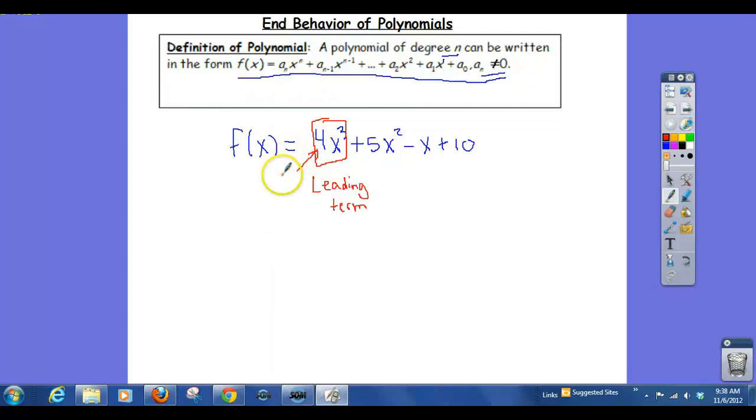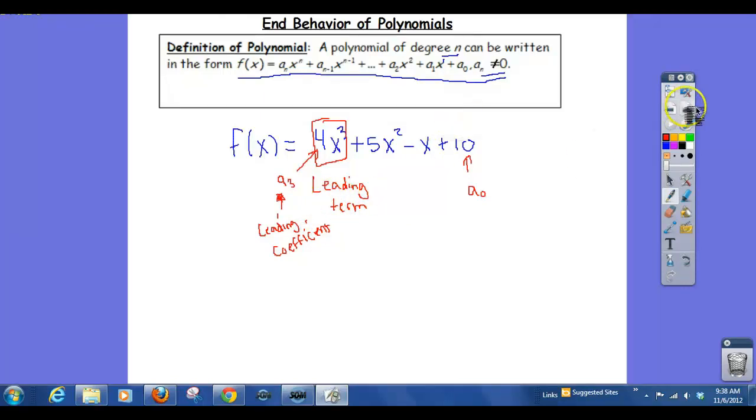And the 4 there is your a sub n. In this case, n is 3, so that's my a sub 3. This 10 would be my a sub 0. And the 4 is the leading coefficient. So the a sub 3 is called the leading coefficient. So if I use those terms, you should know what those mean.